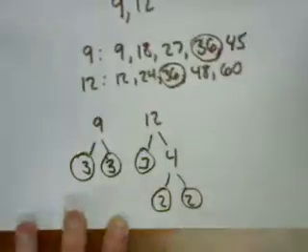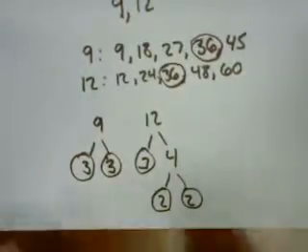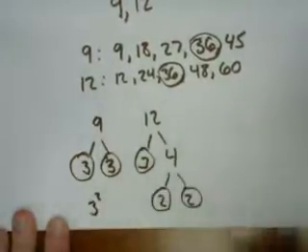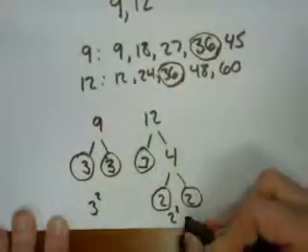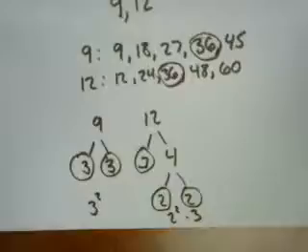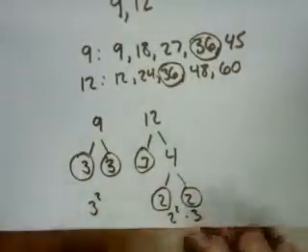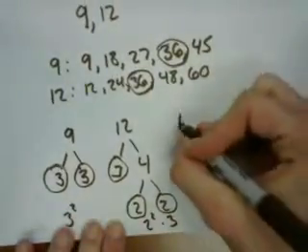But here we have our prime factorization. So for 9, it's 3 squared. For 12, it is 2 squared times 3. Now there's two different ways of thinking about this and getting the LCM.